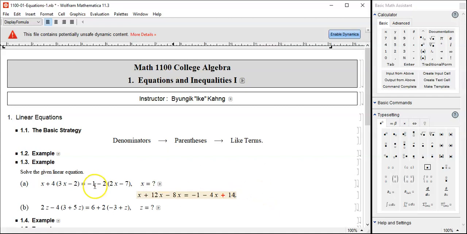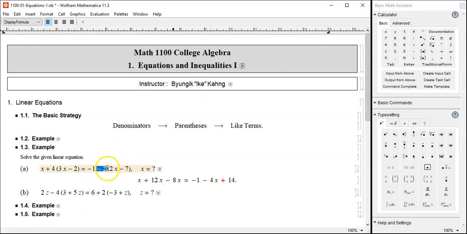Remember, negative sign here is part of the next number. Do not consider negative as subtraction symbol. In fact, there is no such thing as subtraction, just adding a negative number. You're in college algebra now, so subtraction does not exist. Division does not exist. When you add negative number, that's subtraction. And when you multiply reciprocal, that's division.